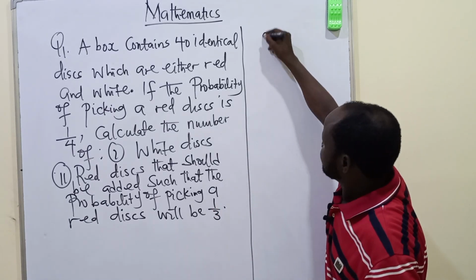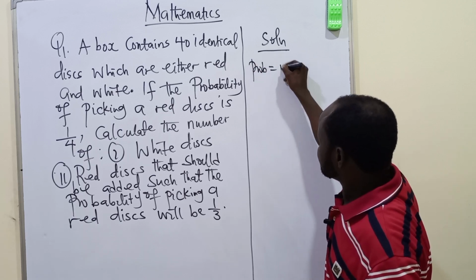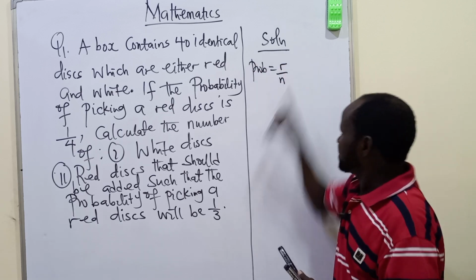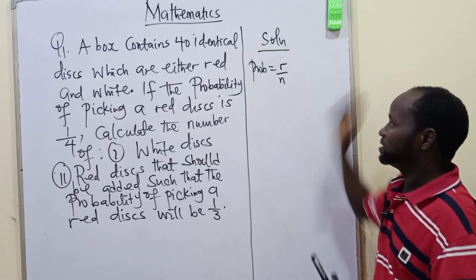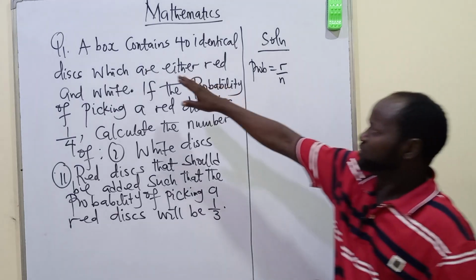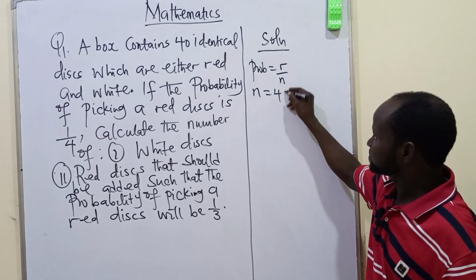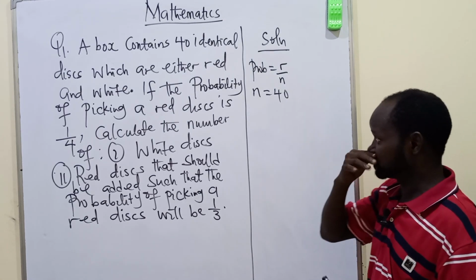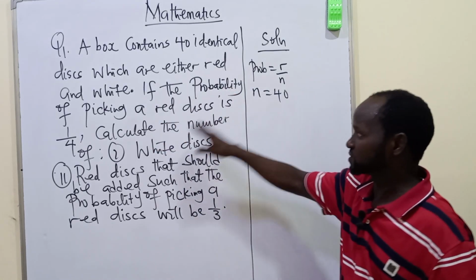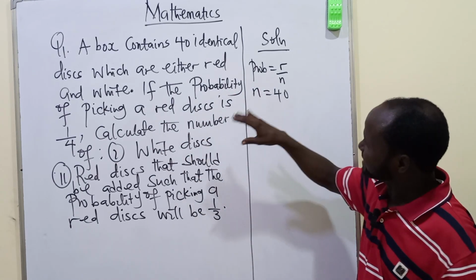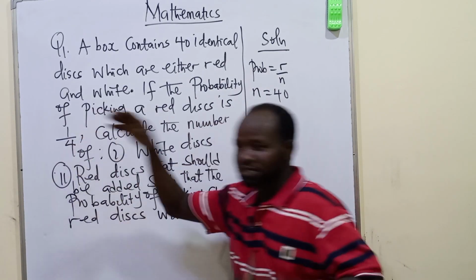Okay, so let's write down the solution. The formula is probability equals R divided by N. This R means the number of required outcomes. This N means the total possible outcomes. From the question, a box contains 40 identical discs. Our N is 40. That's total possible outcomes is 40, which are either red or white. If the probability of picking a red disc is 1/4, we don't know how many red discs we have inside that box, but they have given us the probability.